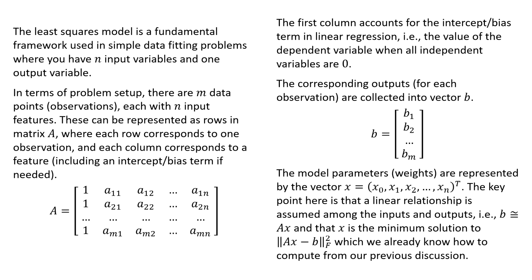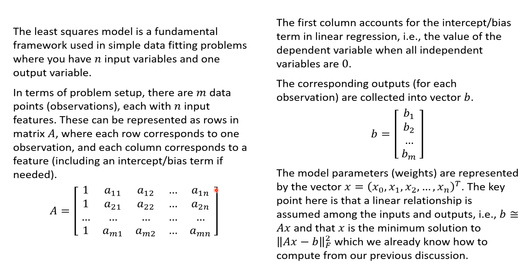The least squares model is the fundamental framework used in simple data fitting problems where you have n input variables and one output variable. I'm going to go through a little bit of the background here, then I'll show you an example. In terms of problem setup, there are m data points, observations, each with n input features. These can be represented as rows in a matrix A, where each row corresponds to an observation.